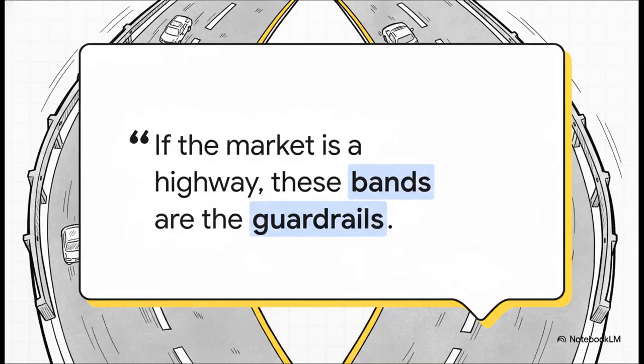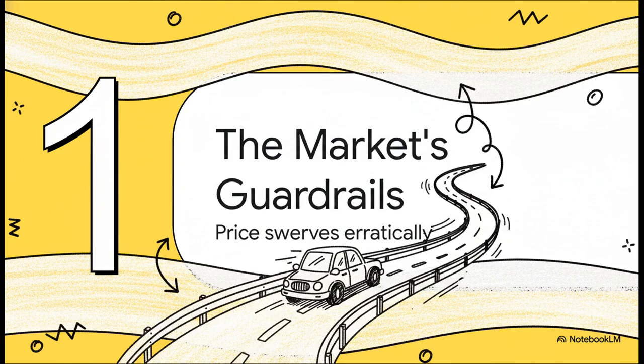To really get a handle on Bollinger Bands, let's start with a really simple analogy. Think of the market as a highway. If that's the case, then these bands, well, they're the guardrails. They're what keep everything in check. Most of the time, the price is like a car, just cruising predictably right down the middle of the lane. But you know how markets are. Sometimes they get a little erratic. The price swerves and it heads for the edge of the road. Those Bollinger Bands act as the guardrails, telling us, hey, the price has probably gone too far and it's due to come back toward the center.